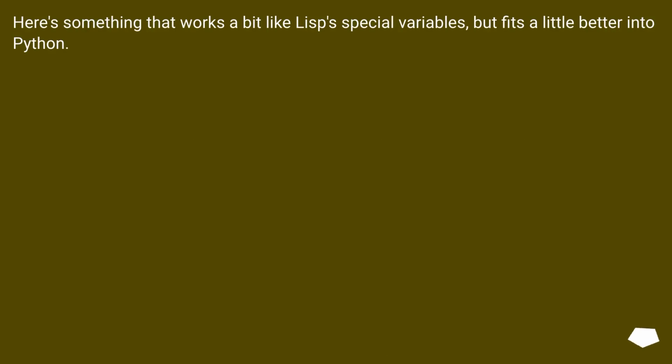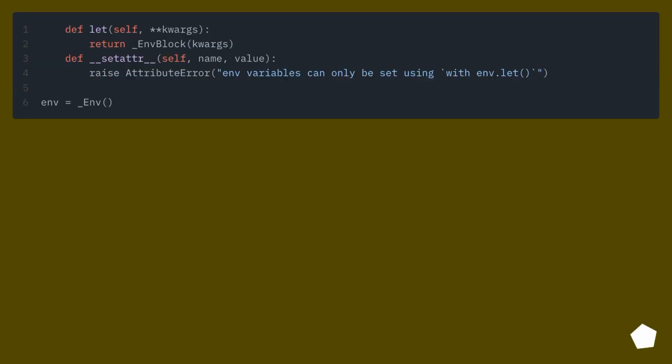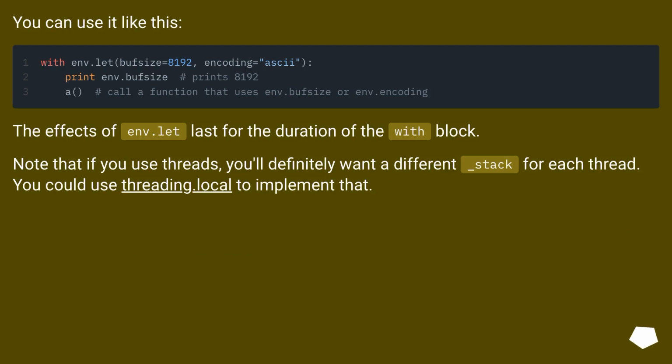Here's something that works a bit like Lisp's special variables, but fits a little better into Python. You can use it like this. The effects of end.let last for the duration of the with block. Note that if you use threads, you'll definitely want a different underscore stack for each thread. You could use threading.local to implement that.